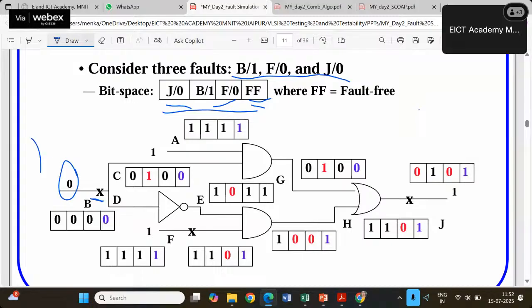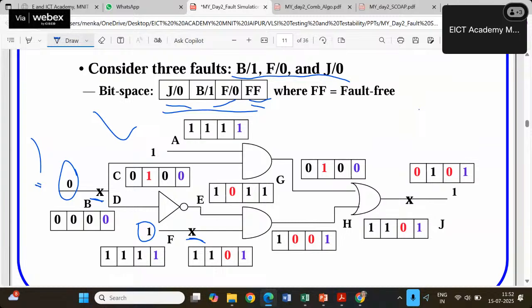Now F is stuck at 0. So in order to activate this, what do we need over here? Just the opposite of 0, that is 1. So that's what is chosen, 1. Now the third one is the A branch. So for the A branch, you can take either 0 or 1. Why? Because this is B.